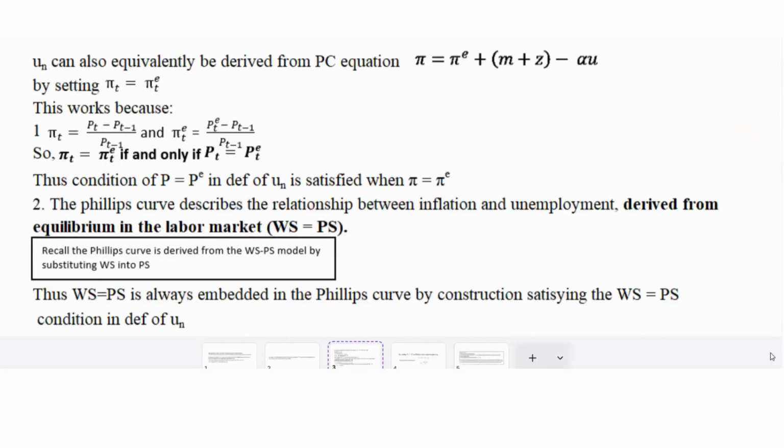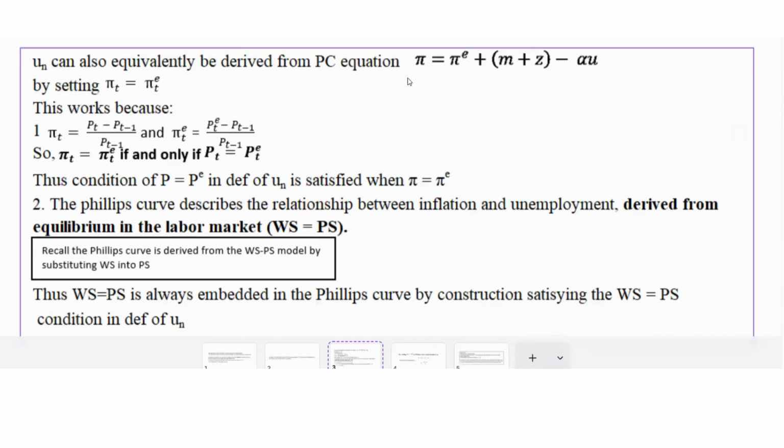So UN can also be equivalently derived from the Phillips curve equation given to us as inflation is equal to expected inflation plus M plus Z minus alpha U, where M is your markup from the PS equation, Z is your catch-all variable from the WS equation. However, now the way we can derive UN from the Phillips curve equation is by setting inflation equal to expected inflation. Now, why does this work?